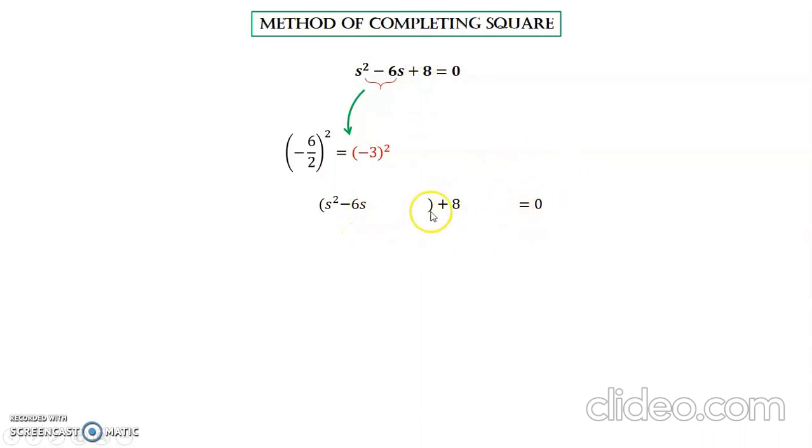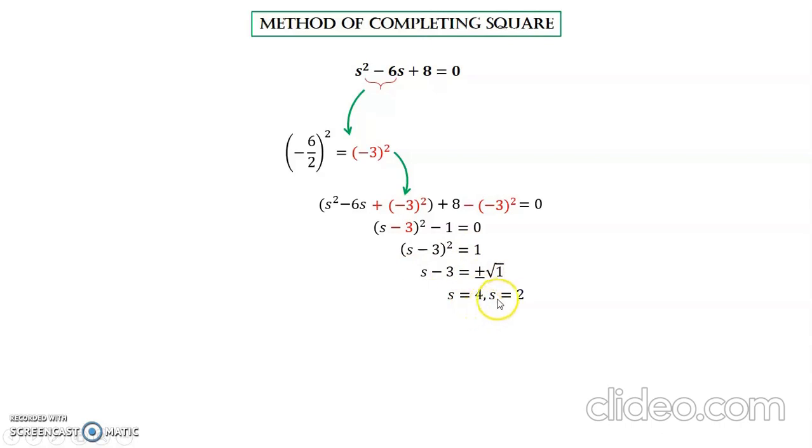Okay, and then lepas tu, whatever ruang ni, kita masukkan value negatif 3 kuasa 2 ni. Okay, so kita masukkan tambah negatif 3 kuasa 2 tolak negatif 3 kuasa 2. Okay, so once you dah tambah dan tolak, you boleh rewrite persamaan tu dalam bentuk S tolak 3 kuasa 2. And then 8 tolak dengan 9, you dapat tolak 1 sama juga dengan 0. Then after that, S tolak 3 kuasa 2 sama juga dengan 1. S tolak 3 sama juga dengan plus minus square root 1. So, plus minus square root 1 sama juga dengan plus 1 and minus 1. So, finally, S adalah 4 and 2.